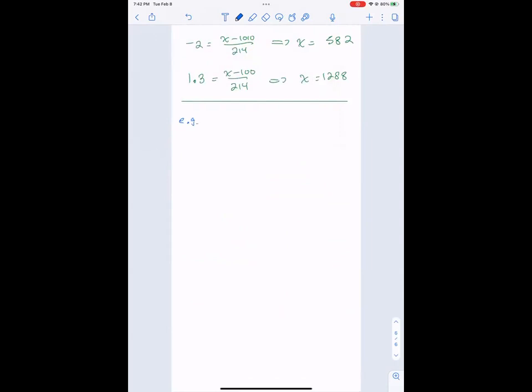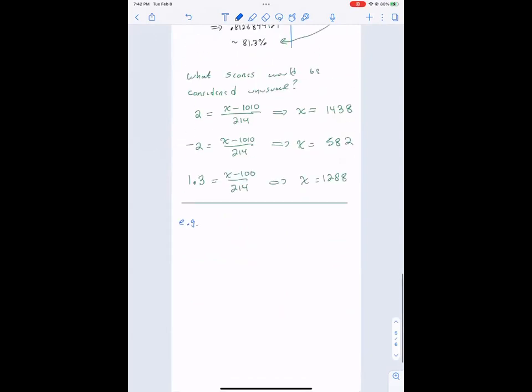Isn't the first one 1428? Well, 2 times 214 plus 1010 is 1438. Unless my calculator's been wrong every time. I got the same thing. Isn't it 2 times 214 plus 1010 if you're just doing it that way? Yeah.